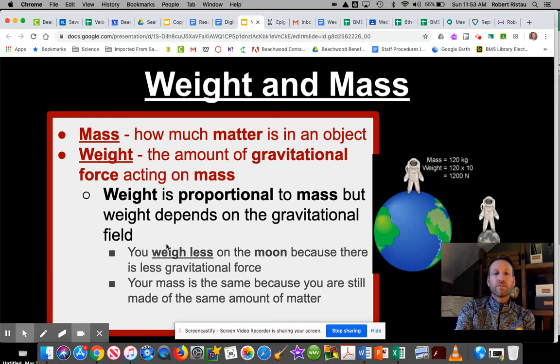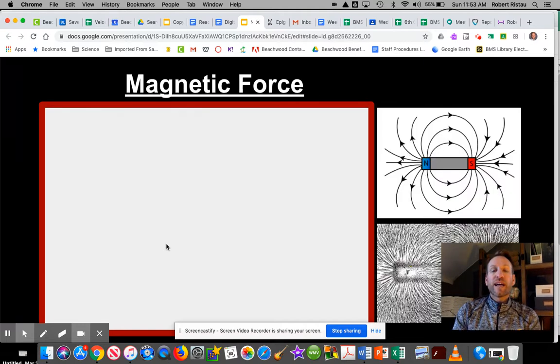But real quick, this is where we left off when we were talking about gravitational force and how that affects things, and then the difference between weight and mass. And now we're moving on to magnetic force.